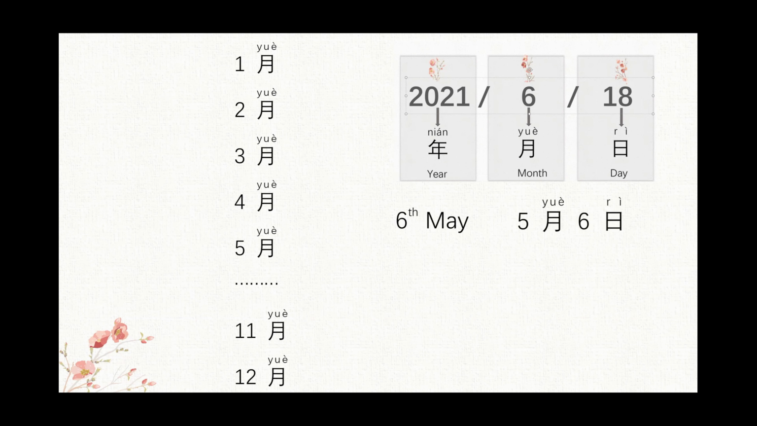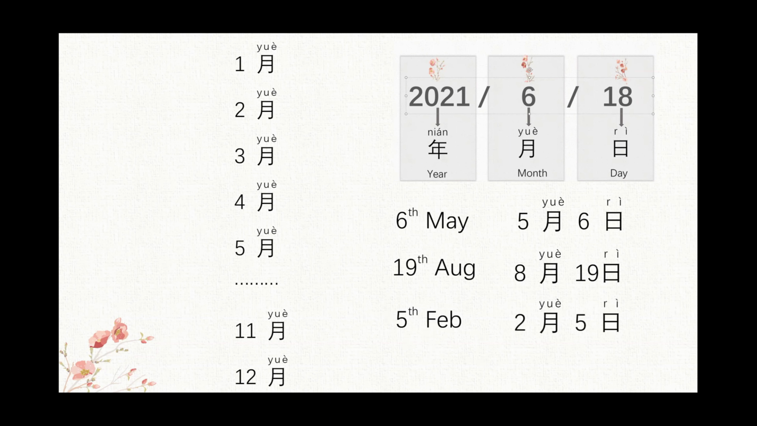So what we're going to call it is 5月6日, right? 5月 is for May, months, and 6 day 日. Okay, let's see. Next one is 19th August. How could we say it? You can pause the video and then play it again. So that's going to be 8月. 8月 is August. 19日. 8月19日. So next one, February 5th. That one is going to be 2月5日.